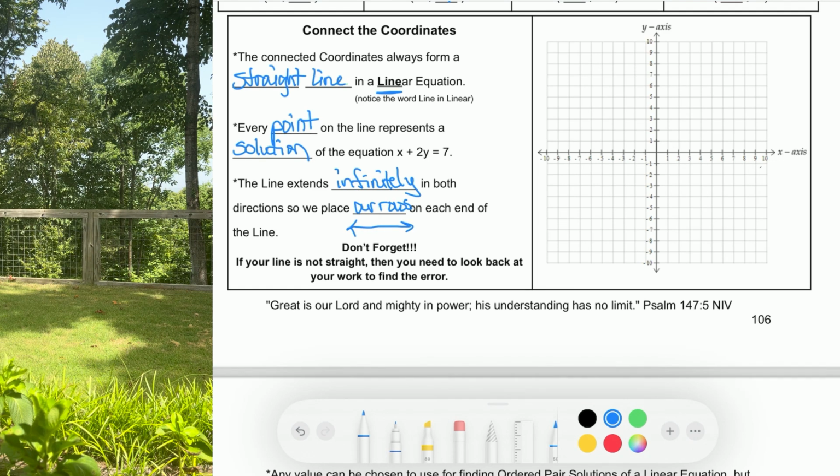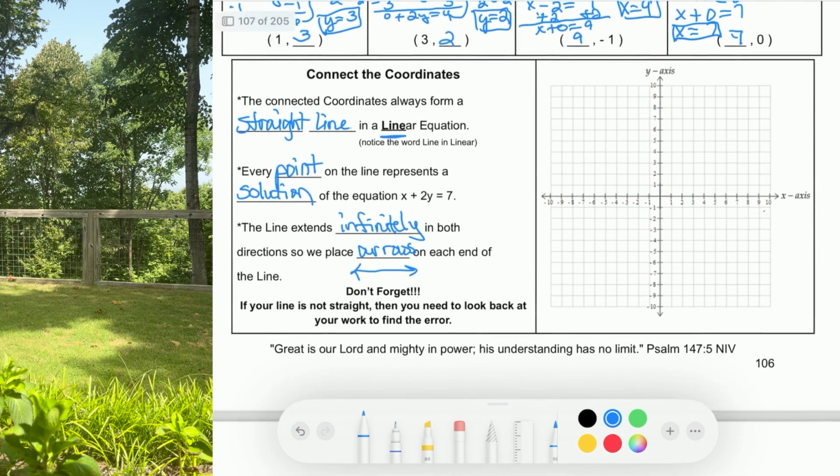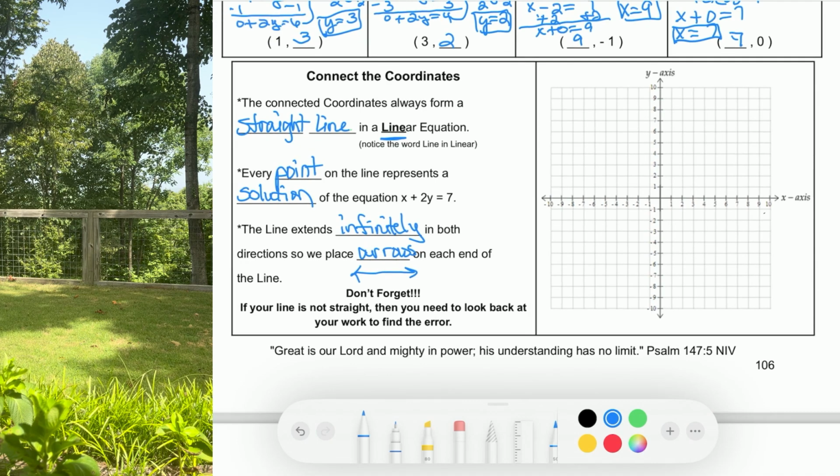Don't forget, if your line is not straight, then you need to look back at your work to find the error. So when you find these coordinates, you should form a straight line from these coordinates. If you don't end up with a straight line, something's wrong. So go back and check your work. And let's plot these that we found.